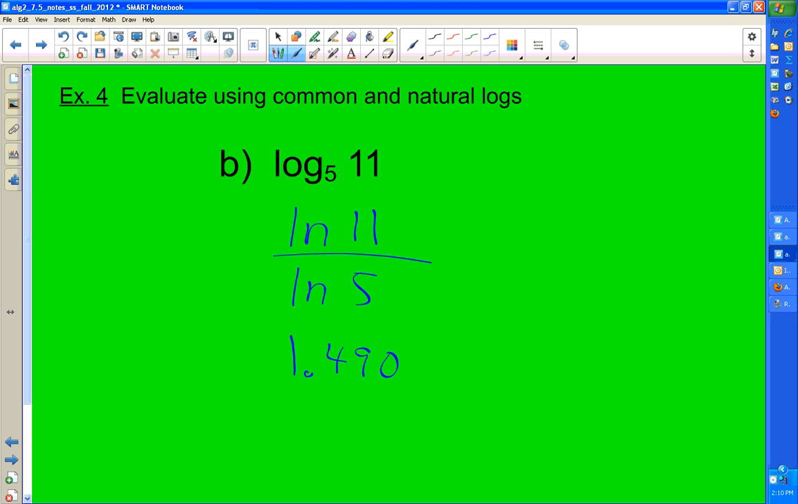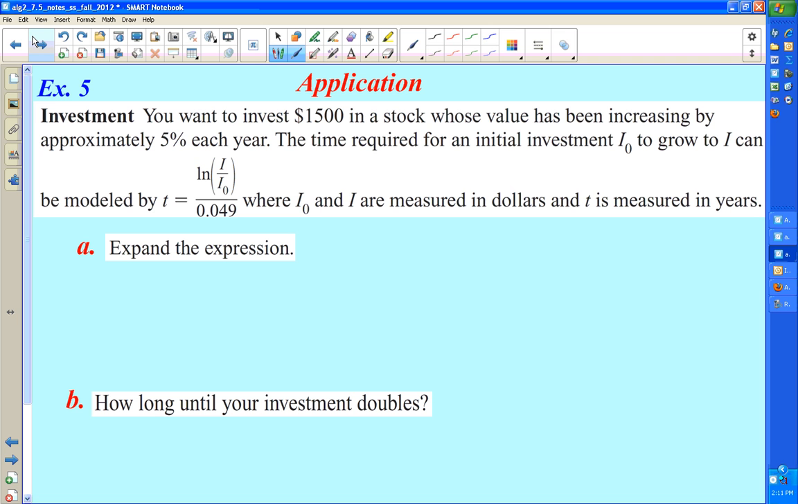How could you check it? 5 to the 1.490 should give you somewhere close to 11. See me after, and I'll be glad to help you. That's 11.0. Make sure you use parentheses before you divide. Make sure you use somewhere in your calculator there's parentheses appearing, right? Isn't there parentheses for the 11? Okay, now I want to show you.